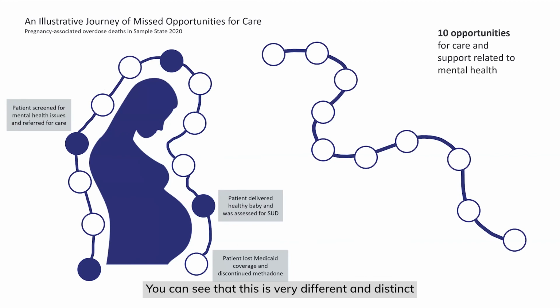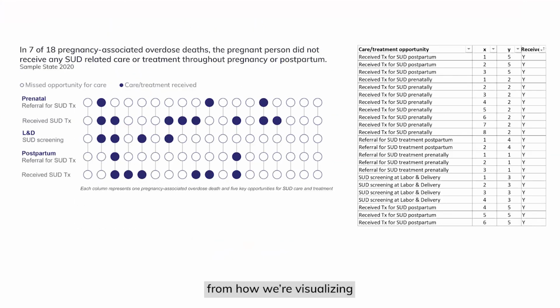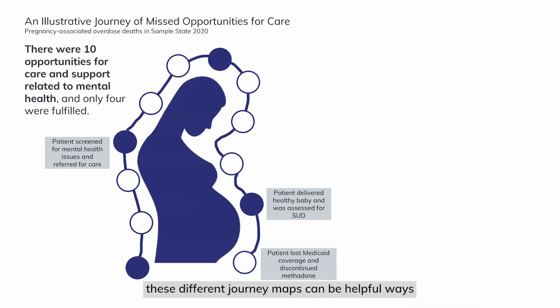You can see that this is very different and distinct from how we're visualizing the broader picture of the many missed opportunities that we see as a pattern across multiple cases. This provides a slightly more anonymized version of this kind of story, but you can achieve a similar end by distilling different parts of different case narratives and creating an illustrative journey or pathway through care. As you think about ways of humanizing these stories, these different journey maps can be helpful ways of helping different people understand and connect with the stories of your different women who were lost to pregnancy-associated deaths.